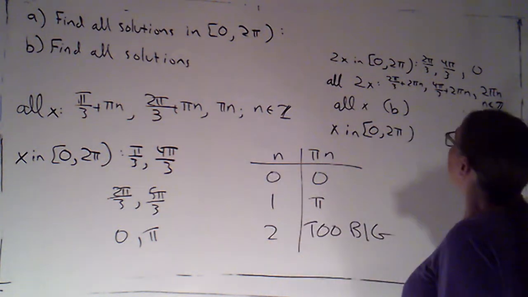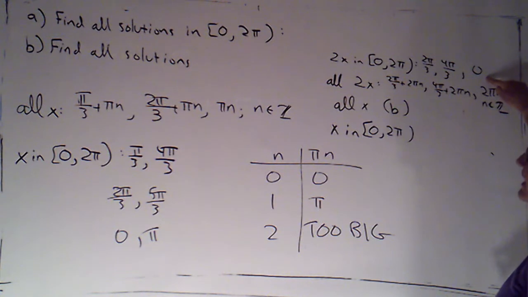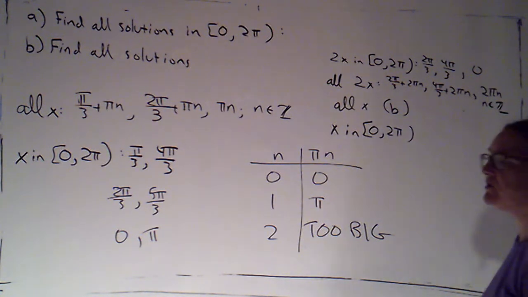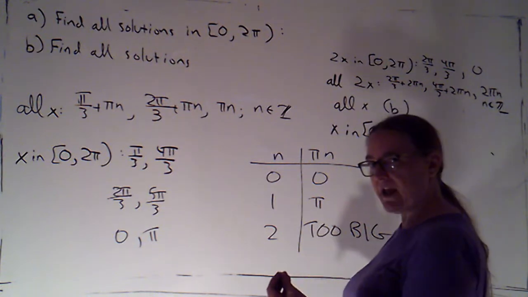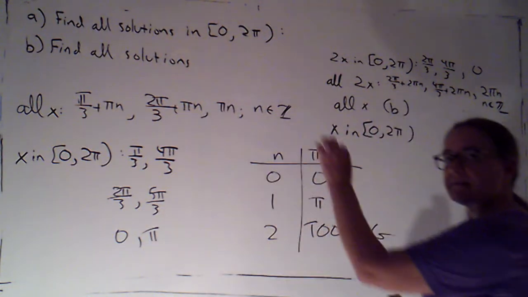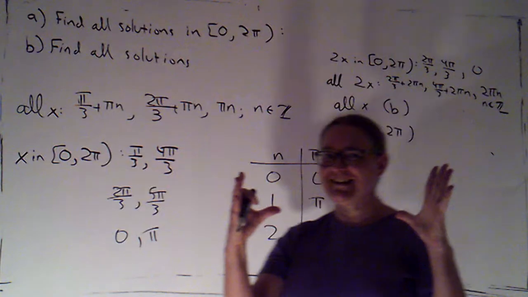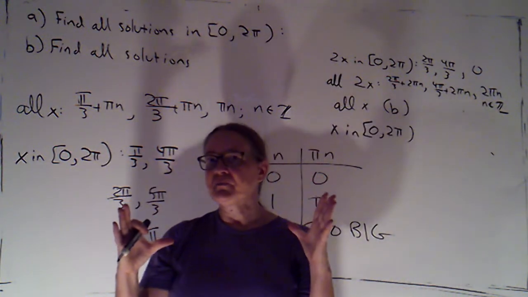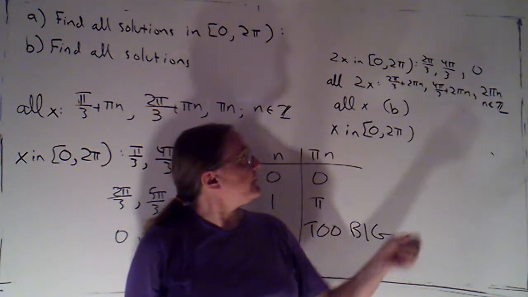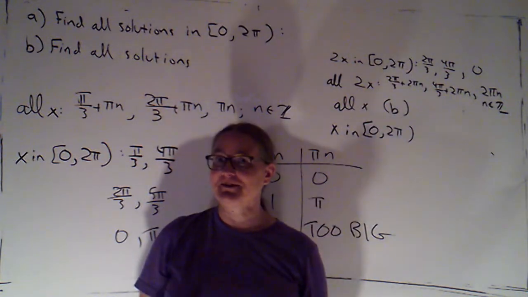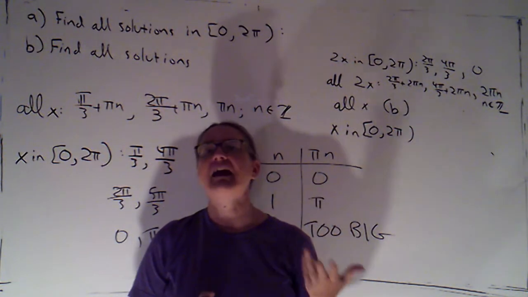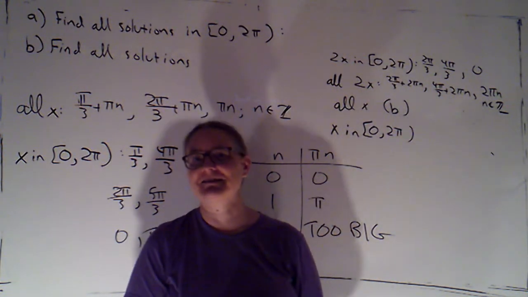Not too surprising. We had 3 values that 2x could be. And remember, we've discussed the fact that when you look at cosine of 2x, you're going twice as fast. So you fit 2 periods in the same interval. So if in one period you had 3 solutions, in 2 periods you're going to have twice as many, so we had 6 solutions here.